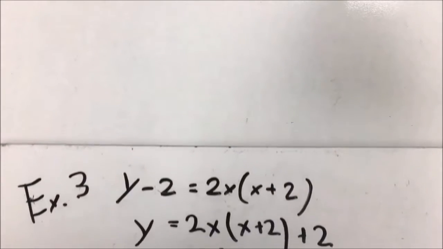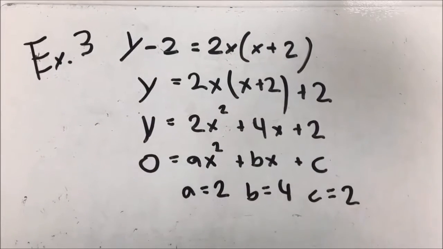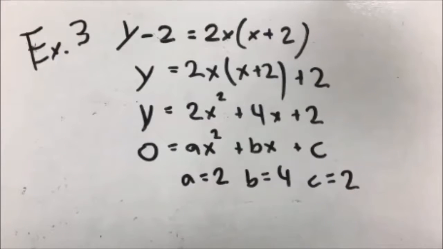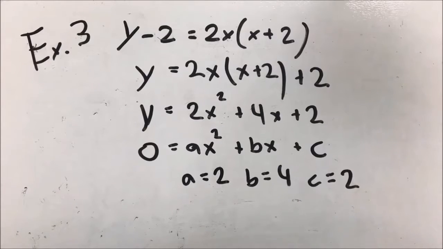Now let's try our final example. y minus 2 is equal to 2x times (x plus 2). To get this into quadratic form, we have to add 2 to both sides and distribute the 2x, getting y is equal to 2x squared plus 4x plus 2. Now we can set a is equal to 2, b is equal to 4, and c is equal to 2.